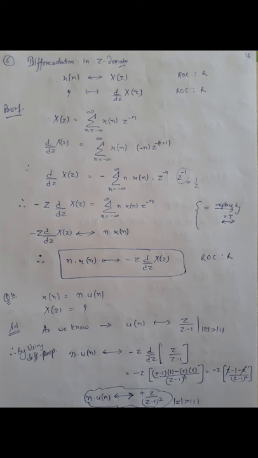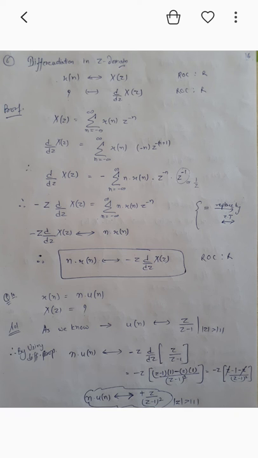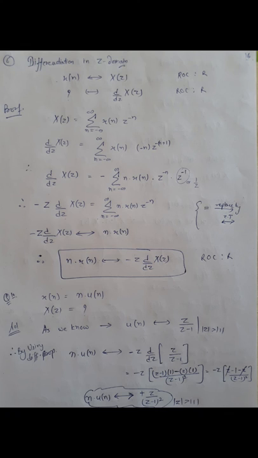So minus z d by dz X(z) will be equal to the summation n varies from minus infinity to infinity n into x[n] z raised to power minus n. Now we can write the formula in terms of X(z). So n into x[n] will result in minus z d by dz of X(z), and the ROC will remain the same, R.